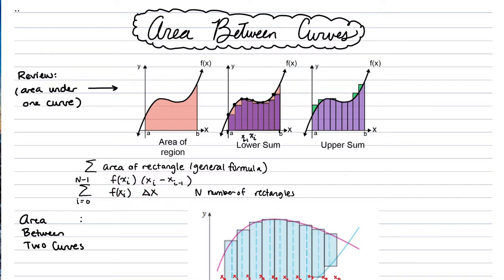And then this is saying add it up from the leftmost rectangle to the rightmost rectangle. If you computed this, you would compute the area of each one of those rectangles and add them up. This is an approximation. This is not exact. This is going to give you an approximation.